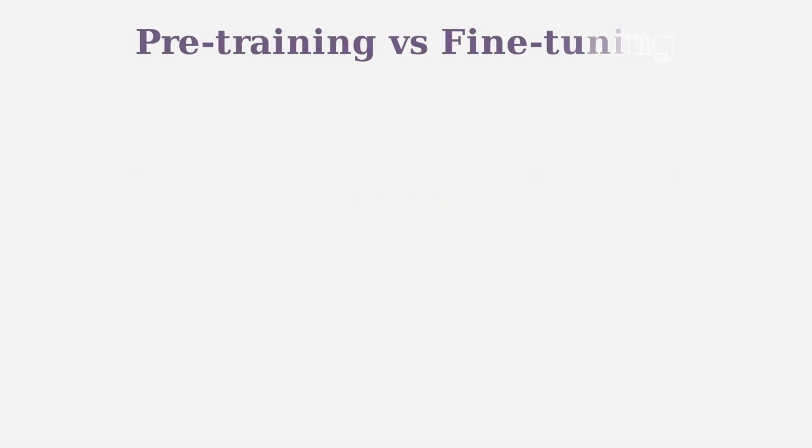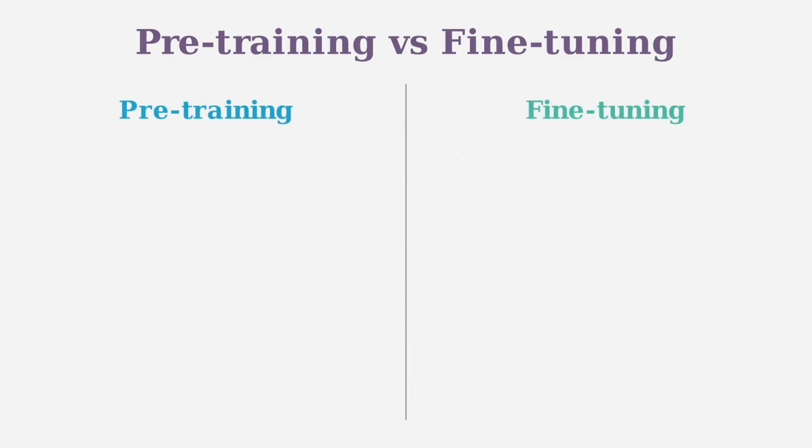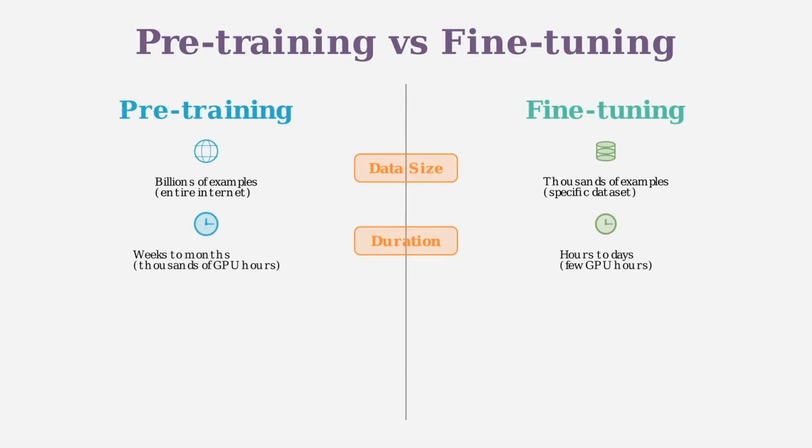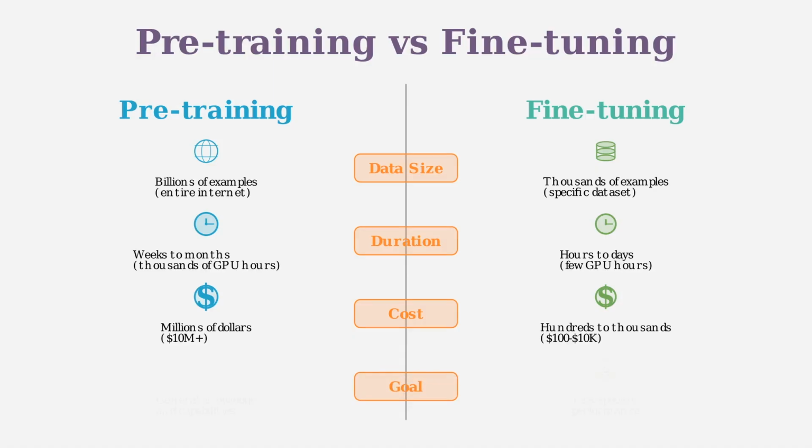Understanding the difference between pre-training and fine-tuning is crucial. Pre-training is like general education, where the model learns from massive amounts of diverse data, developing broad capabilities. This phase can take months and costs millions of dollars. Fine-tuning, on the other hand, is like specialized training. It takes hours or days, requires much less data, and costs far less. The pre-trained model serves as a powerful foundation, and fine-tuning adapts it efficiently.